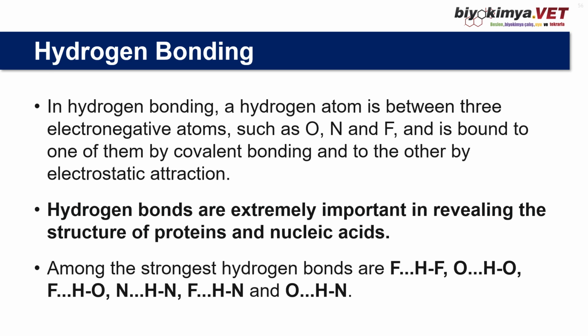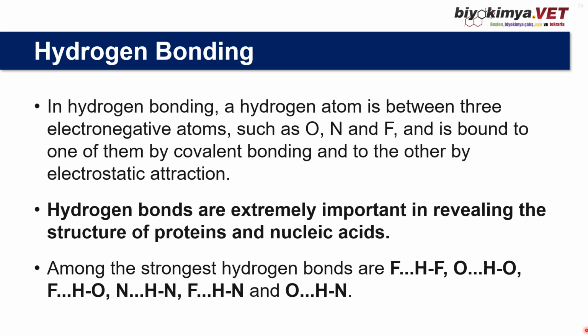Among the strongest hydrogen bonds are these. Here the dots depict the hydrogen bonding or electrostatic attraction, and this hyphen depicts the covalent bonds, fluorine to hydrogen, oxygen to hydrogen covalent bonding, and etc. Certain substances such as water, hydrogen fluoride, and ammonia form hydrogen bonds that affect the properties of the substance, such as melting point, boiling point, and the solubility.